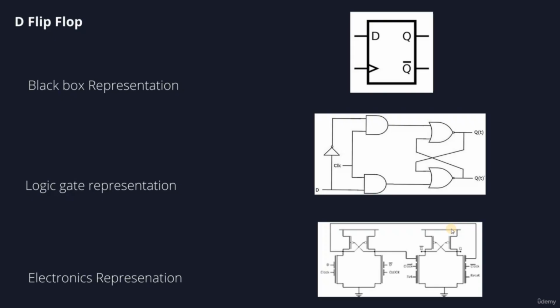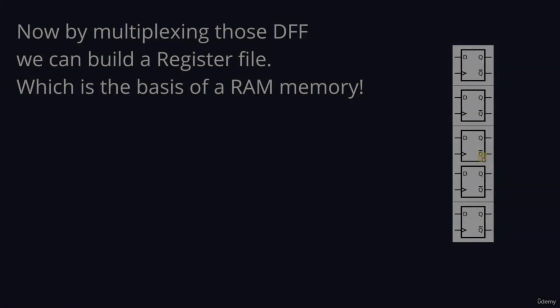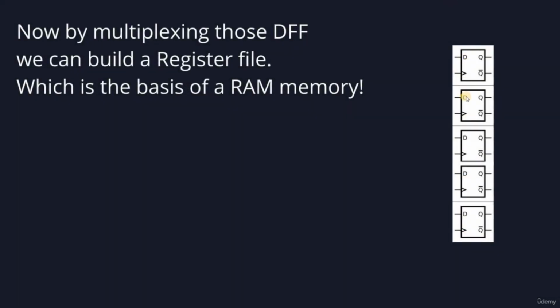So how can we build a memory with that? Well, if we put multiple of these D flip-flops together, we can create something called a register file. We call this D flip-flop a register because it's registering bits, 0s and 1s. If you put them together, you're going to get a register file, and a register file is some form of a RAM memory.